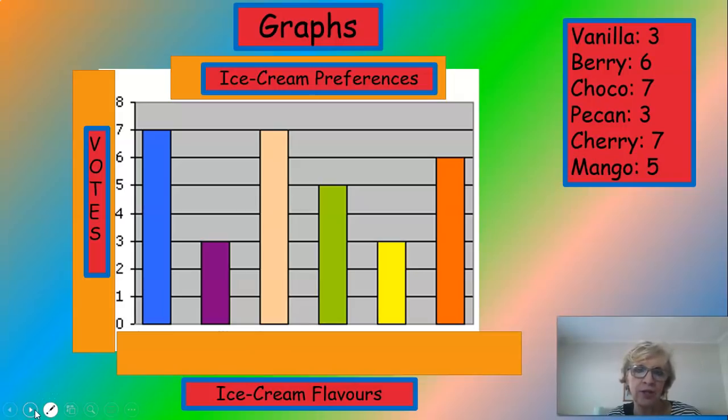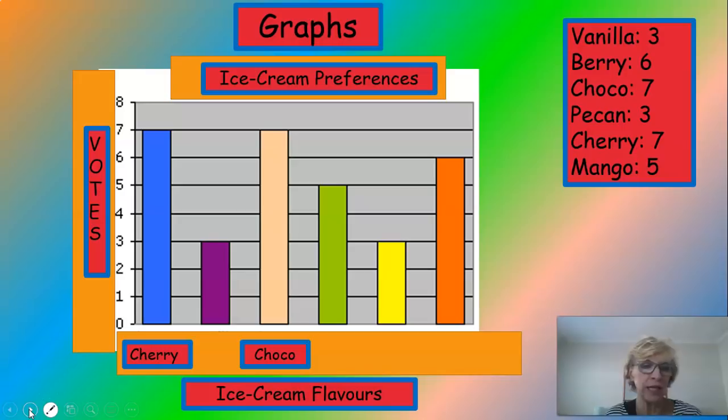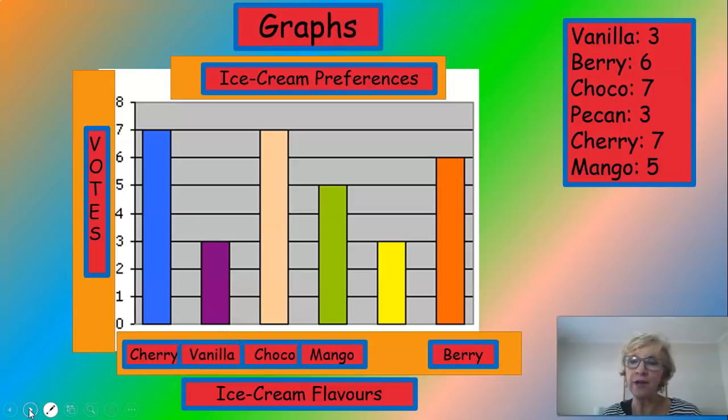Right, so let's start with the ice creams that got the most votes, and that is Choco and Cherry. So I'm going to put Cherry there. So Cherry got 7. And then I'm going to put Choco in that spot. I could put them in either spot, it doesn't really matter. Then the next most votes was Berry, which got 6. Mango got 5. Ooh, my favorite is mango. And Vanilla got 3, but so did Pecan.